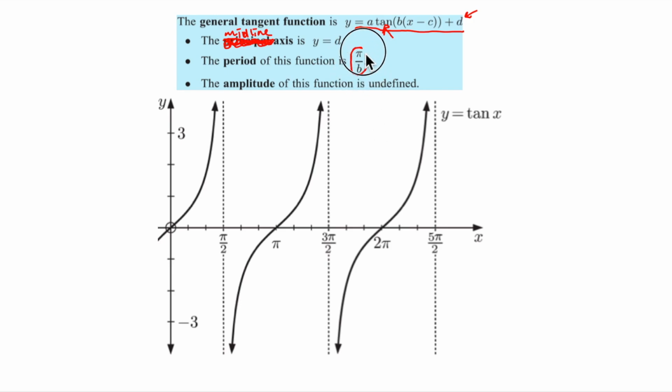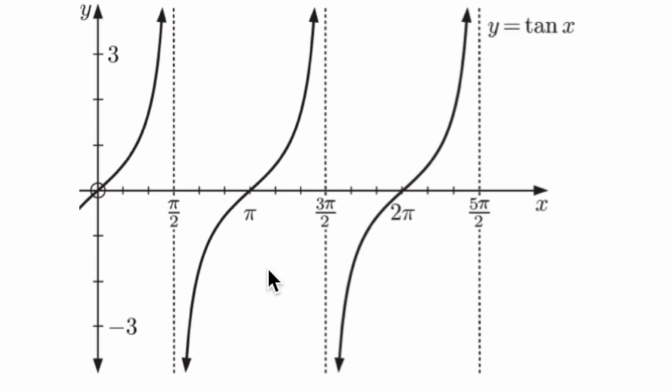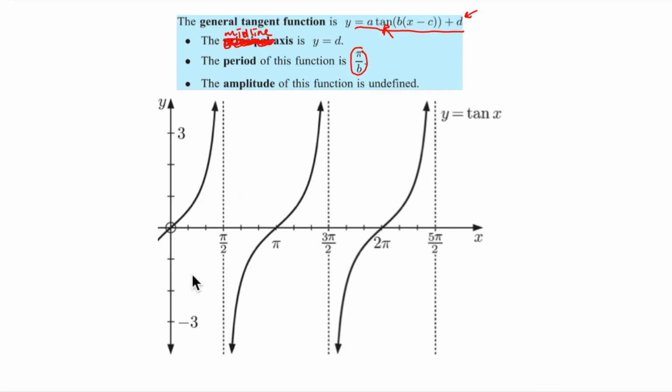So normally you're like, wait. Why is this pi over b? Isn't it supposed to be 2 pi over b? Well, look at our graph here. So from here to here would be one full cycle of tangent. So one full cycle of tangent for the general tangent function is over 0 to pi. So that's why you have pi over b. For sine and cosine, it's over 2 pi. For tangent, it's just pi.